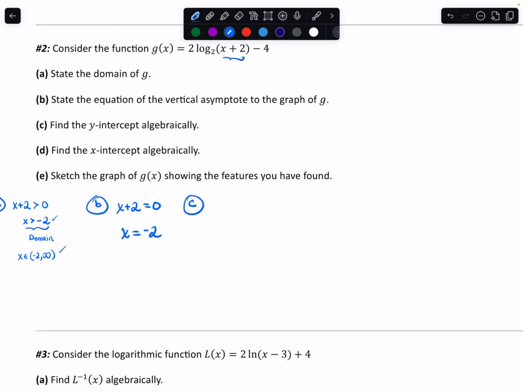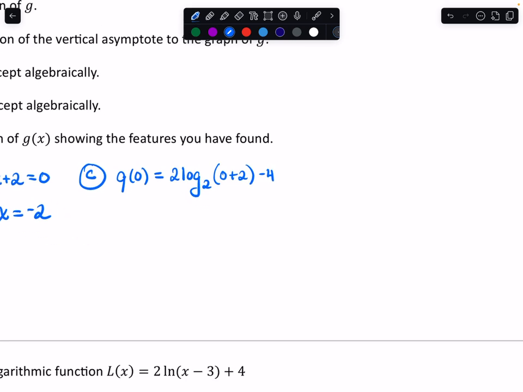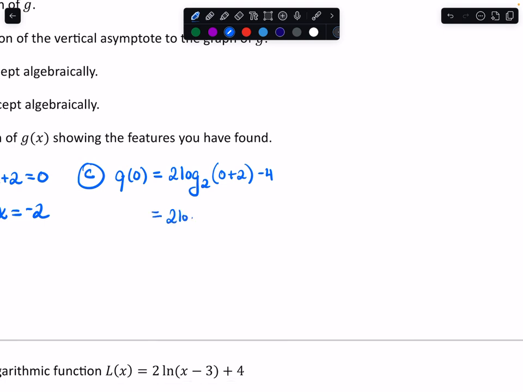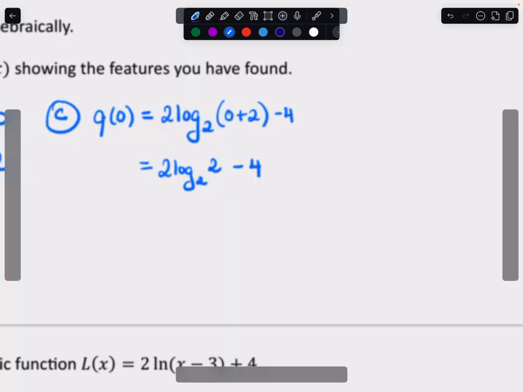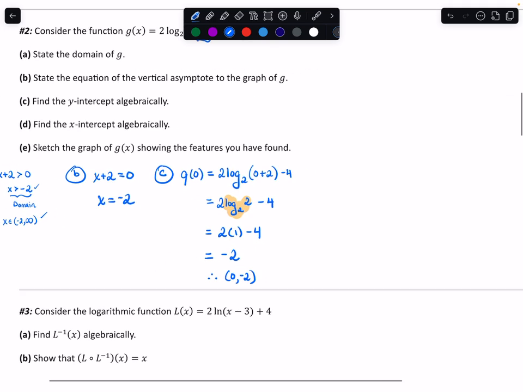C, y-intercept, not different from before. It's a different function, but to find any y-intercept, I substitute x is 0 and see what I get. So 2 log base 2 of (0 plus 2) minus 4. 0 plus 2 is 2, so I have 2 times log base 2 of 2 minus 4. A lot of 2's going around. Log base 2 of 2 is 1 because 2 to the first is 2. So I get 2 times 1 minus 4. That's negative 2. So my y-intercept is at (0, negative 2).